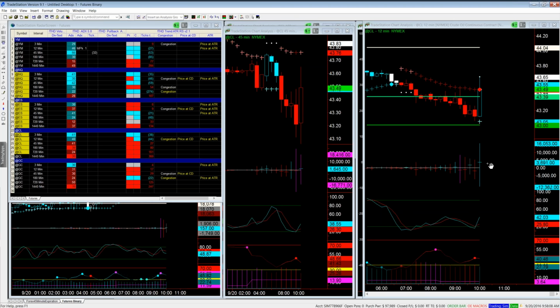Not on the 12-minute, because this is not a red bar. But remember, earlier today, I told you it's probably going to go down to around $43 and then go up from there. Why? Because it had an area that was going to support price. Now, I did miss it by 5 cents.